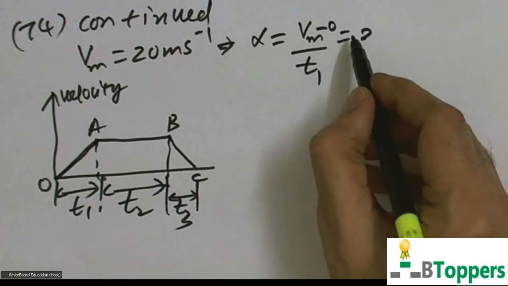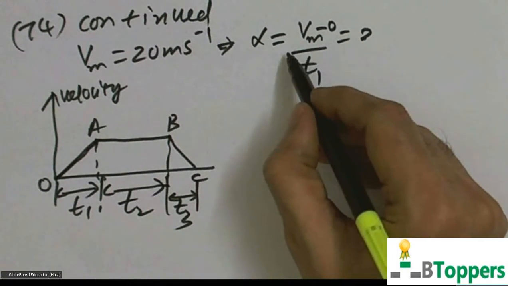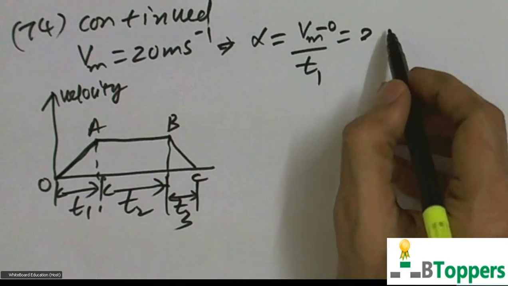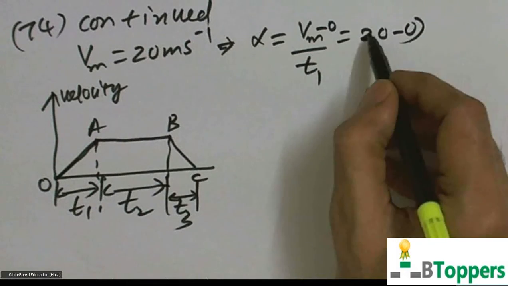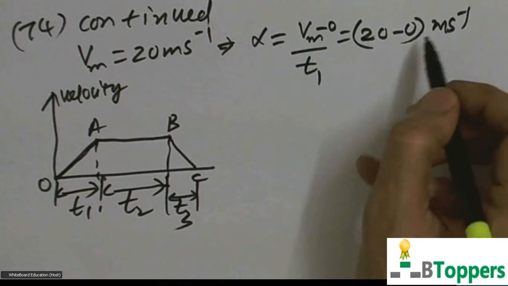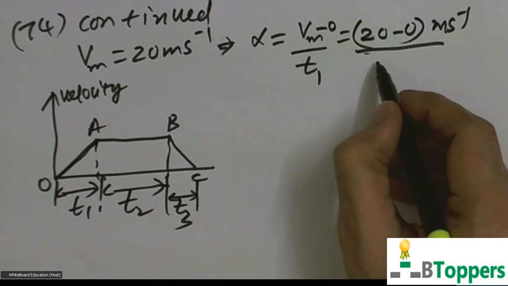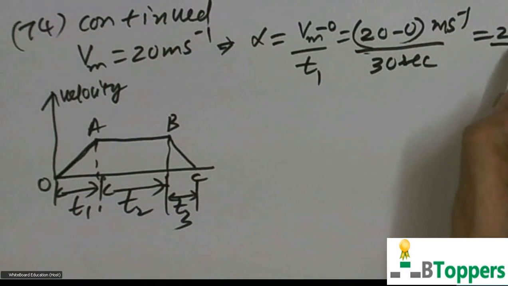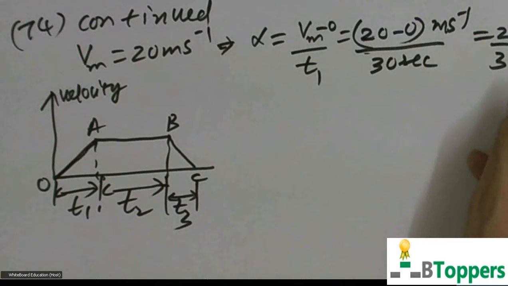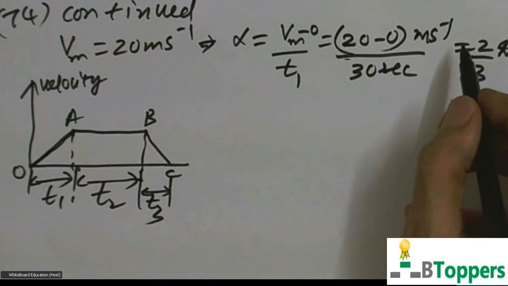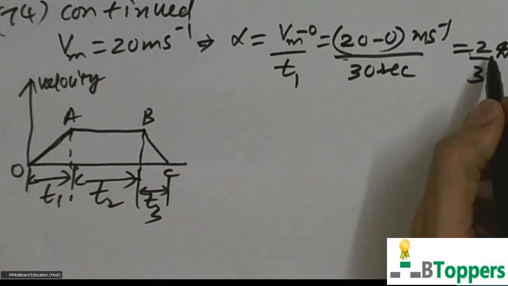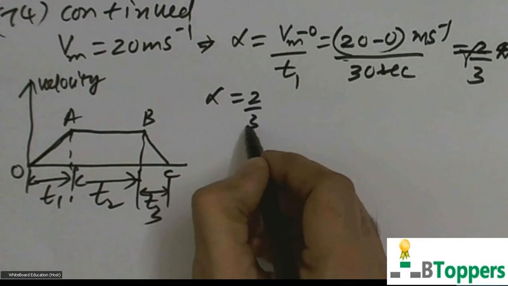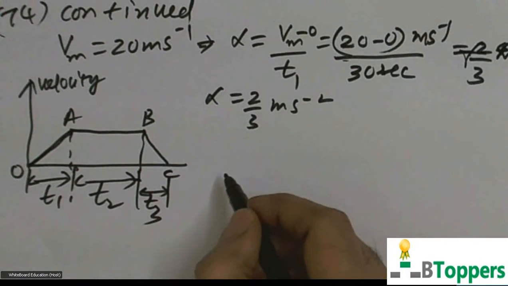Because initial velocity at the beginning of accelerated motion is 0. The final velocity at the end of accelerated motion is Vm. Time of accelerated motion T1. Vm we got 20 meter per second. For accelerated motion, initial velocity is 0. Final velocity is equal to 20 meter per second. The time T1 is given to be 30 seconds. So the acceleration alpha for the first part of the motion is 2 by 3 meter per second square.